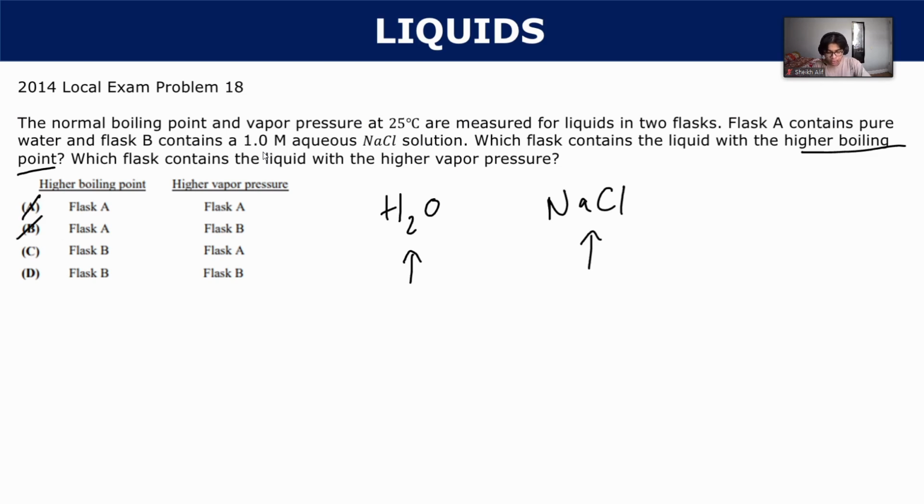And now let's take a look at which liquid is going to have a higher vapor pressure. Vapor pressure and boiling point are almost opposites of each other. And so the liquids with a higher vapor pressure are going to be the ones with the lower intermolecular forces. Because if you have lower intermolecular forces, you don't need as much energy to jump up from the surface of the liquid and become that vapor. And so we've already established that NaCl has stronger intermolecular forces, and therefore H2O is going to have higher vapor pressure. So we determined that higher boiling point is going to go to flask B or the NaCl, but the higher vapor pressure is going to go to flask A or the water, and that is C right here.